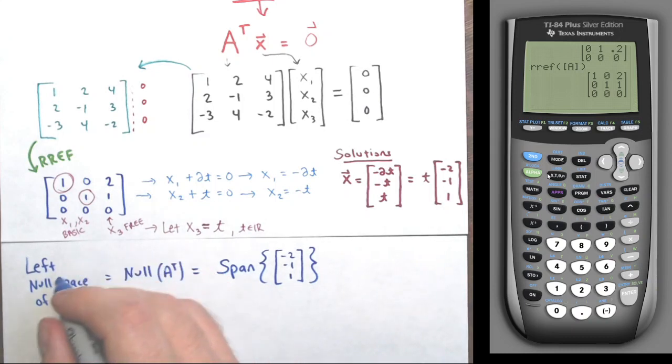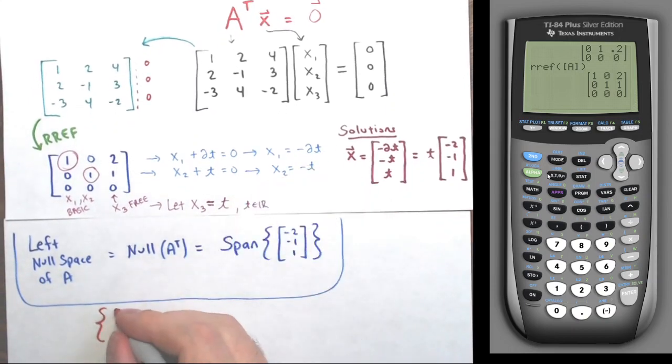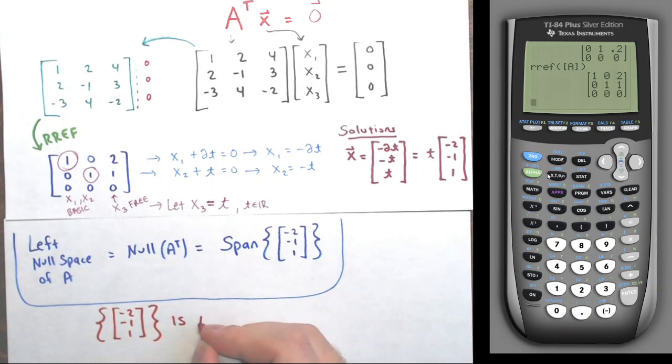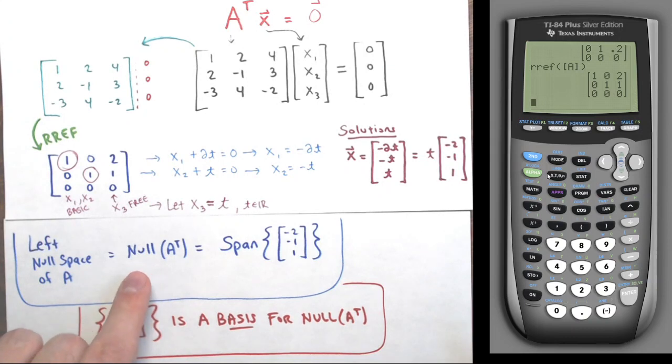So I got that. And again, if you've done things correctly up to this point, you should have a basis in this set. This set with the vector negative 2, negative 1, 1 in it is a basis for the null space of A transpose, the left null space of A. First of all, it spans the null space. Every vector in here would be a multiple of this vector, as we've seen up here. And it's a set with one non-zero vector, so it's definitely independent as well.